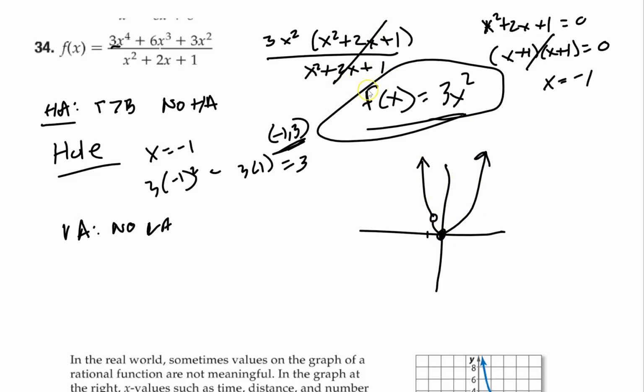Right? Anytime something cancels out, that's a hole. You put a hole in your graph. The rest of it do the same thing as always. There was no horizontal asymptote. There was no vertical asymptote. You just end up having a parabola.